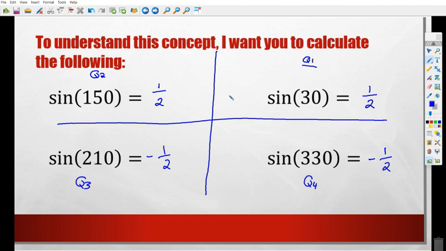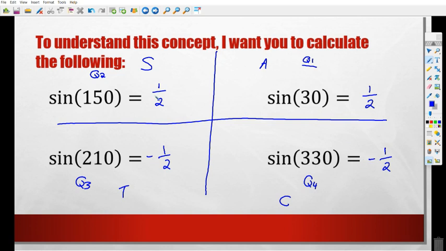If I draw an imaginary Cartesian plane here, 30 degrees is here in quadrant 1, where all of my ratios are positive. In quadrant 2, only sine is positive. In quadrant 3, tan is positive, but this is sine, so sine is negative. And cos is positive in quadrant 4, so sine will be negative. Now we know why they're positive and why they're negative.